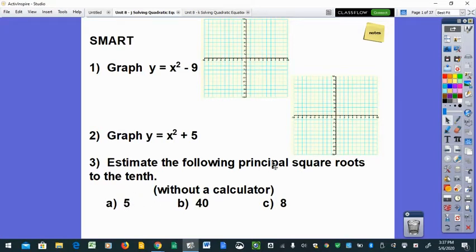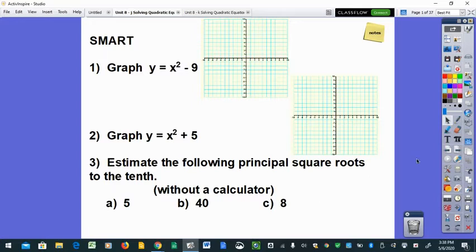Again, we're doing principal square roots, which means only the positive. We know that when we take a square root, there are two roots, but we're just looking for the positive. So the square root of 5 is about how much? And I'm asking you to guesstimate it without a calculator. What would the square root of 40 be, and the square root of 8? So I'm going to ask you to pause the video and do those three things, and then we'll come back and see how you did.